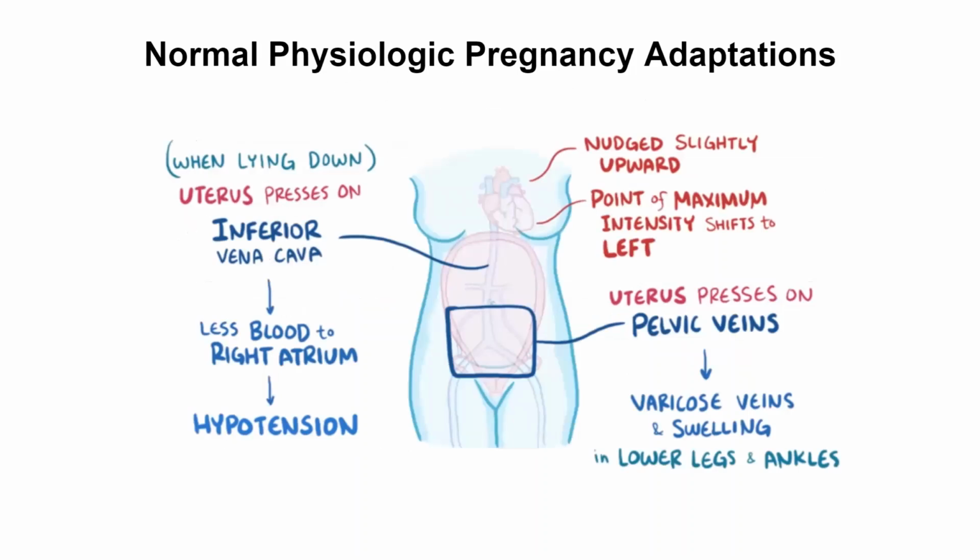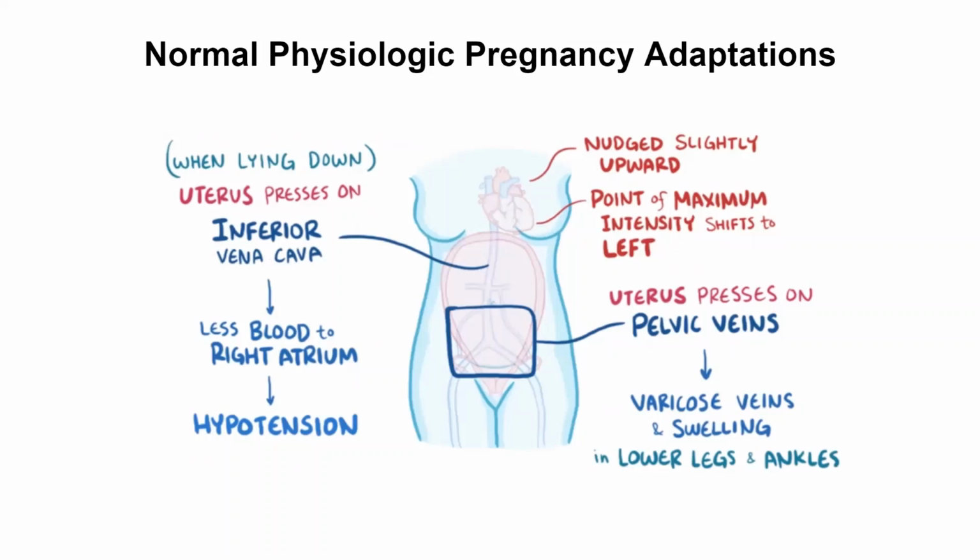Some additional normal physiologic adaptations: if you already work in maternal health, you know some of these, but I want to reemphasize them. As the uterus gets bigger, the baby's weight gets bigger, amniotic fluid increases, the placenta grows, and the mom lays flat, it puts a lot of pressure on the inferior vena cava, which decreases the amount of blood returning to the right atrium of the heart. That is then going to cause hypotension in the mom. If there's hypotension, it can reduce cardiac output.